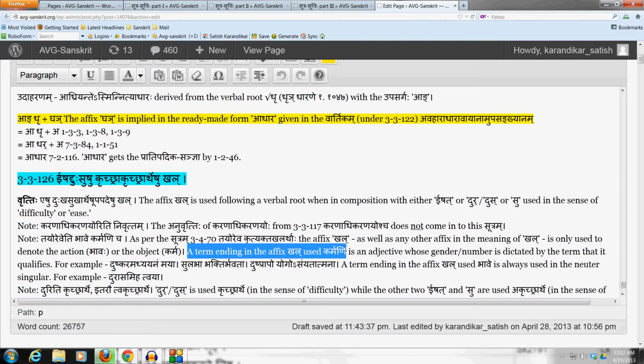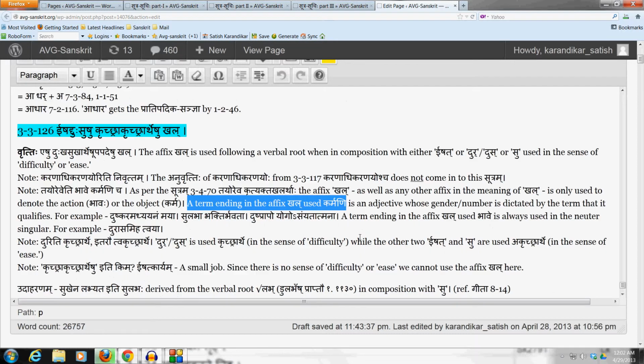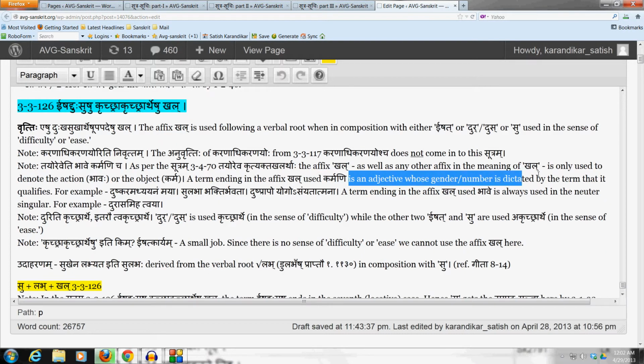Now another note is that a term ending in the affix khal used karmani to denote the object of the action is an adjective whose gender and number is dictated by the term that it qualifies. For example, Dushkaram Adhyayanam Maya, which means that studying is difficult to be done by me. Basically, I find it difficult to study. So here Dushkaram is qualifying Adhyayanam. So that's why it's used here neuter singular.